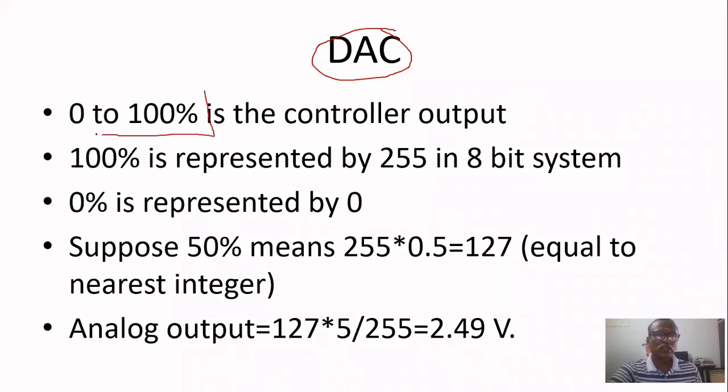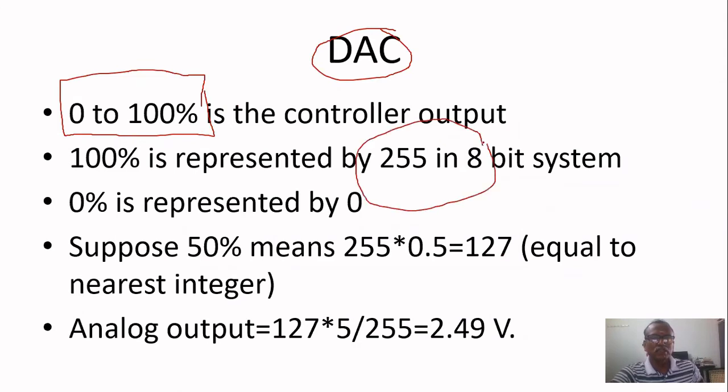Suppose the controller output is, in our case, given to a DAC. If it is 0 to 100% controller output and the DAC is 8-bit, then 100% will be represented by 255 and 0% by 0. So suppose the controller has a bias value of 50% controller output. The controller output is 255 multiplied by the span, multiplied by 0.5, 50%. That's why it is 127.5, which is nearest integer 127.